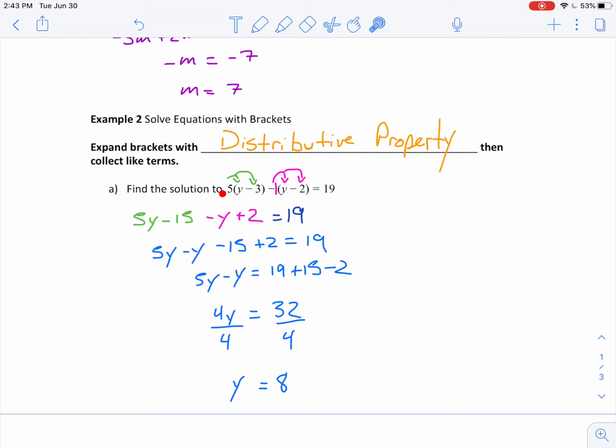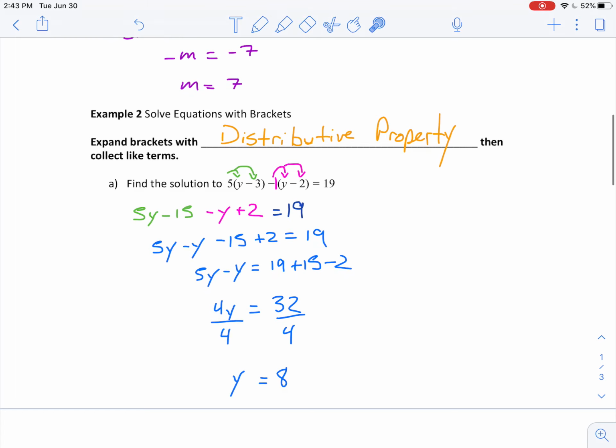If I distribute 5 into this bracket, I get 5y minus 15. If I distribute this negative sign, this positive y becomes negative, this negative 2 becomes positive, and then I have equals 19 on the right side of the equation. I'm going to arrange my like terms a little bit here on the left. So I have 5y minus y minus 15 plus 2 is equal to 19.